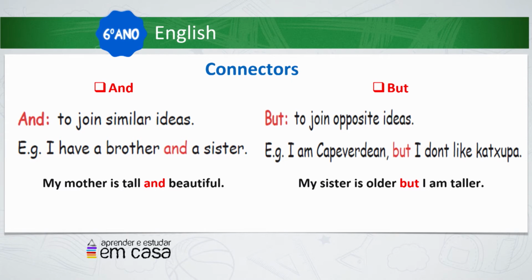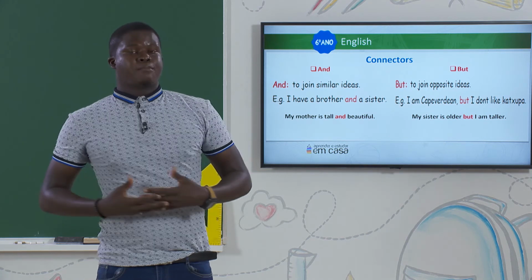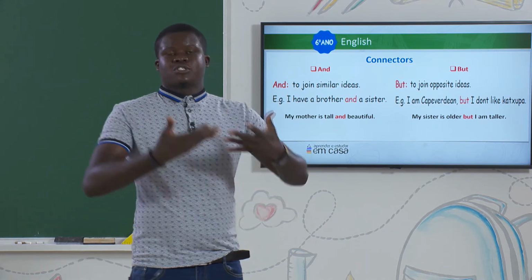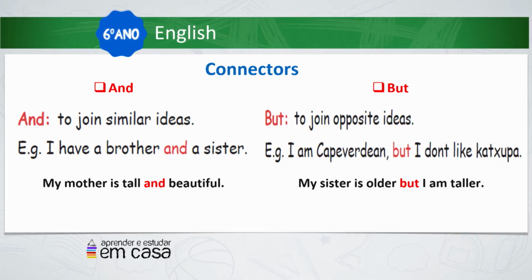The same way I would say, my mother is tall and beautiful. Okay? Em vez de dizer, my mother is tall, my mother is beautiful. Posso simplesmente dizer, my mother is tall and beautiful.